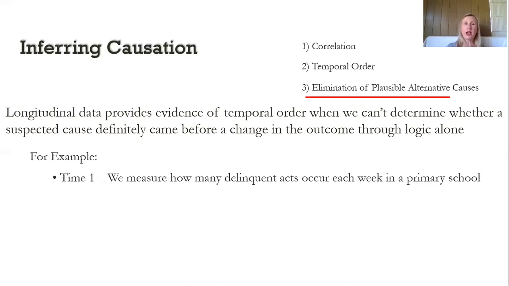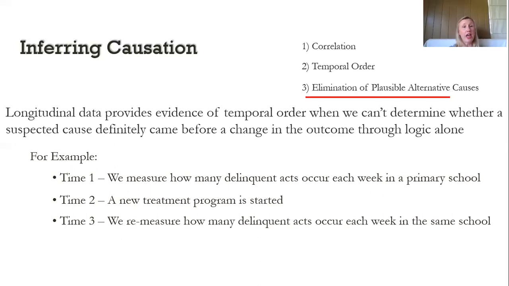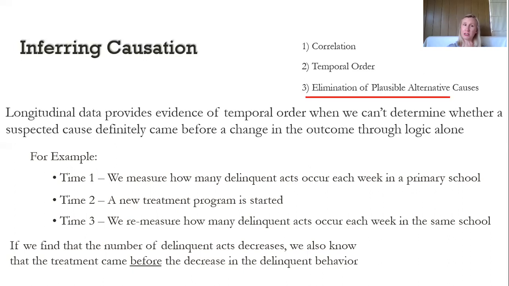Here's an example. In a longitudinal study at time 1, I might measure how many delinquent acts occur each week in a primary school. Then I might have a new program started in the school where kids are focusing on the high five, okay? And this is conflict resolution, mediation type stuff. And then at time 3, I can remeasure how many delinquent acts occur each week in the same school. So I can be really sure from time 1 to time 2 that a difference did occur and it was attributable to my independent variable.